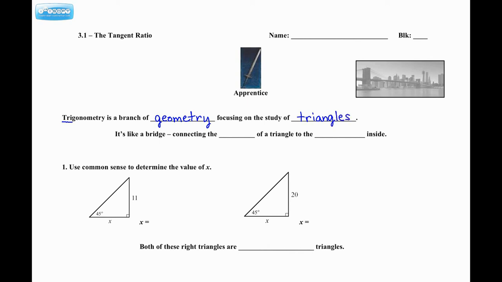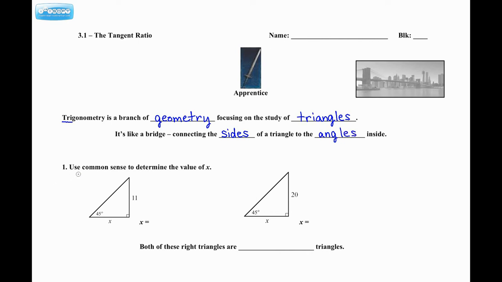Okay. What does it do? Well, it acts like a bridge. I've got a picture of a bridge. And what it connects or brings together are the sides of a triangle, meaning the lengths, to the angles inside. It establishes the relationship between the two. So let's get right into it.